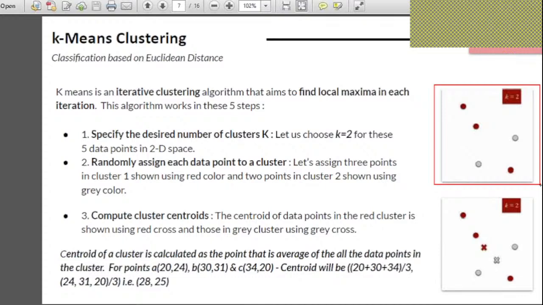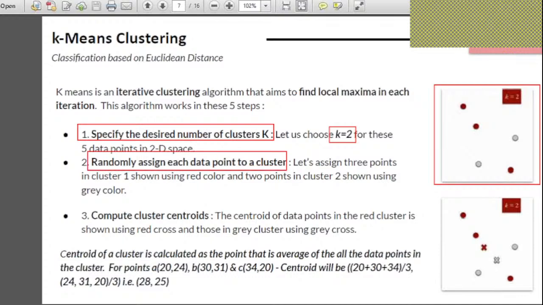Okay, so I first define K is equal to 2, right? I want to split this into 2 clusters. The first step is specifying the desired number of clusters. Let's choose 2. Second step, randomly assign each data point to clusters. So I randomly assign each data point to the cluster.